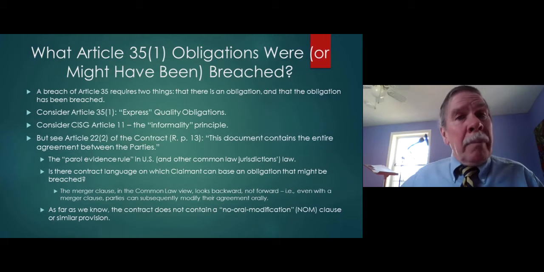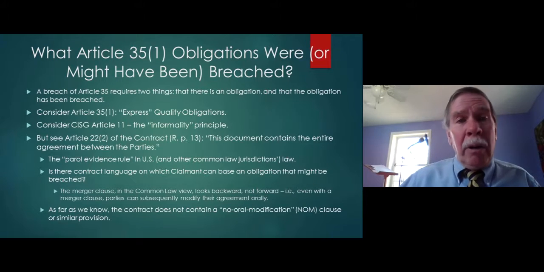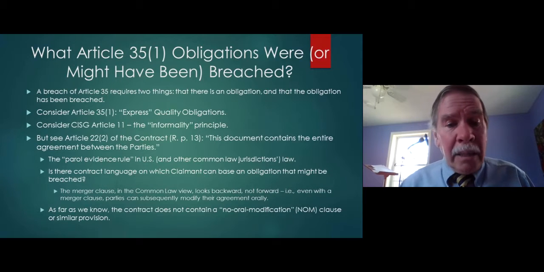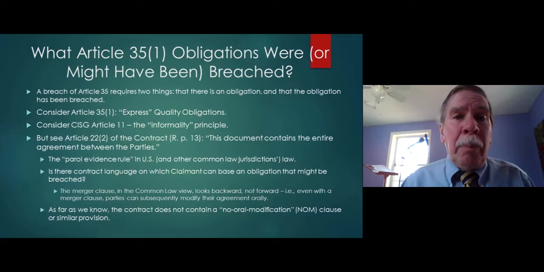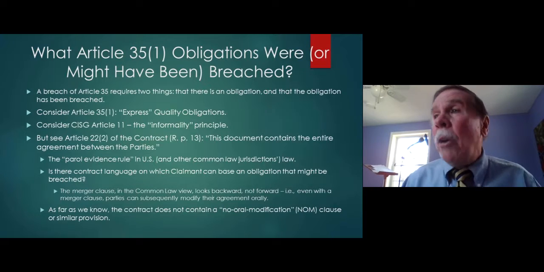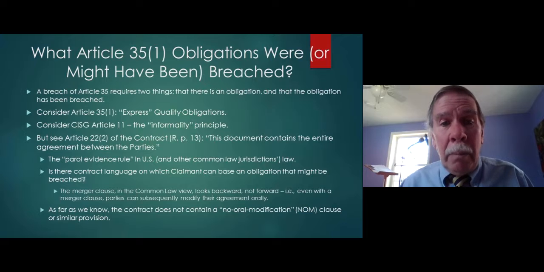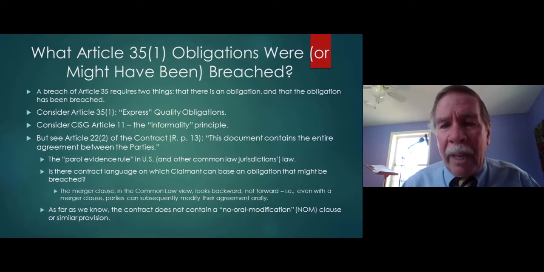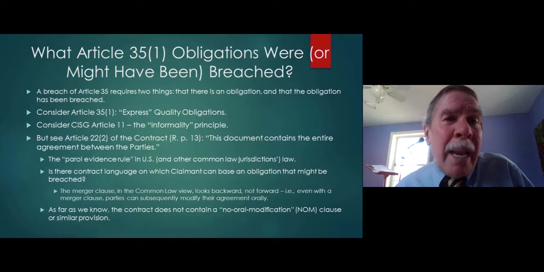But they can always modify their agreement later. That is not affected by the merger clause. They can add things later. If you wanted to prevent subsequent agreements that are not in writing from being binding on the parties, you would need something like a so-called no oral modification clause, NOM clause, as they are sometimes called, which we do not have here.